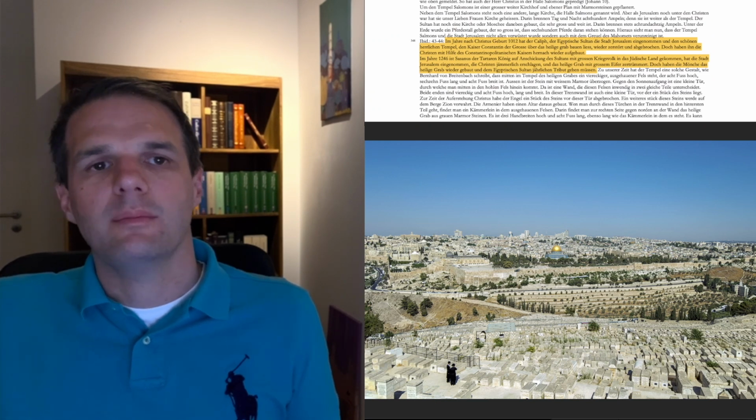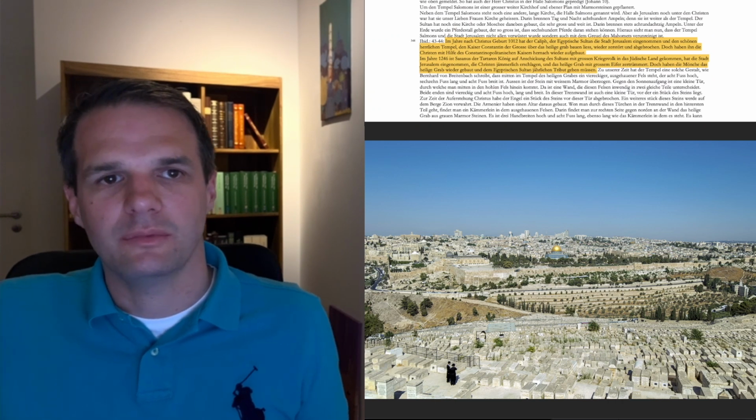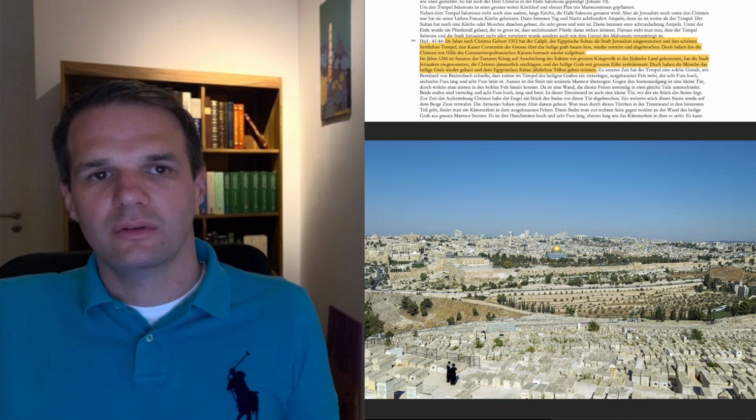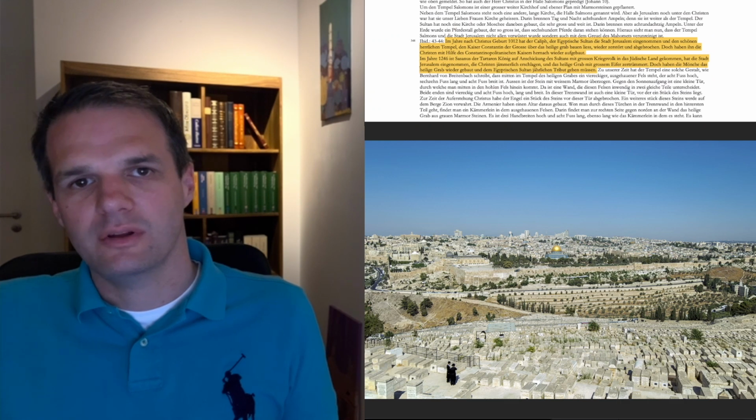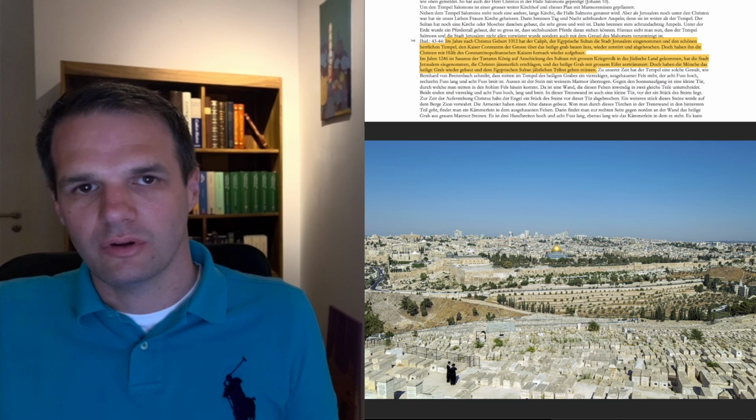But with the help of the emperor in Constantinople, the Christians rebuilt it. Okay, so that's what happened in 1012. So the Christians rebuilt the Church of the Holy Sepulchre after it had been destroyed. They didn't rebuild the Dome of the Rock, clearly.